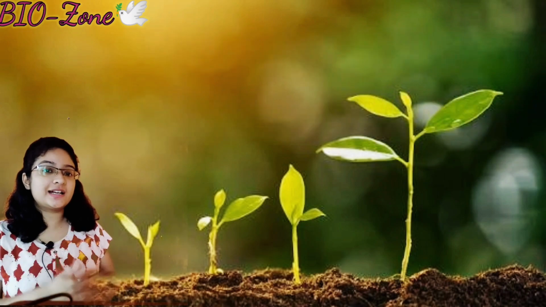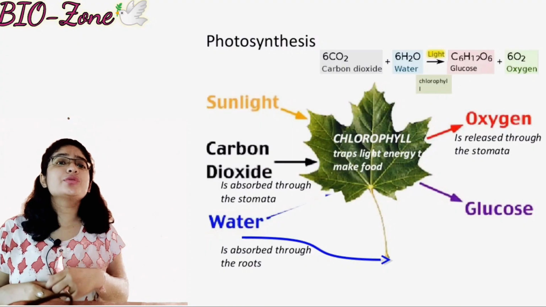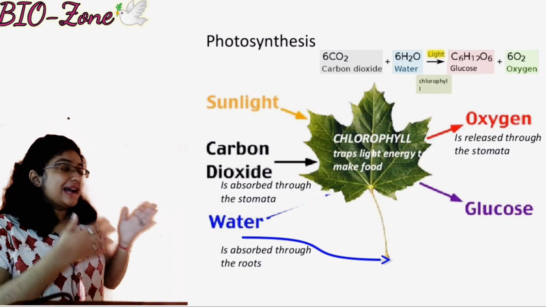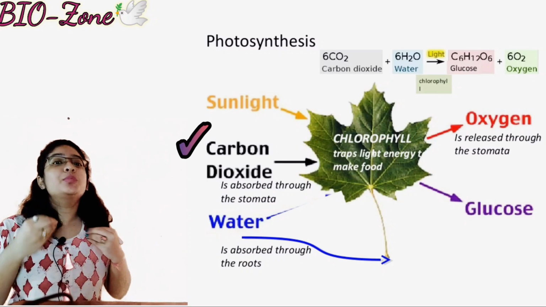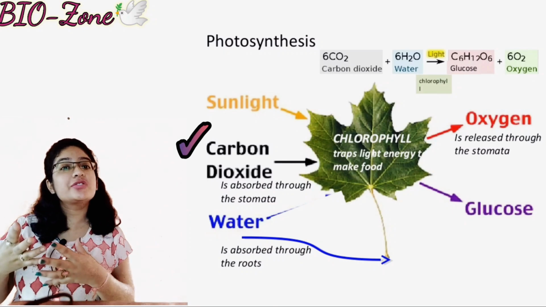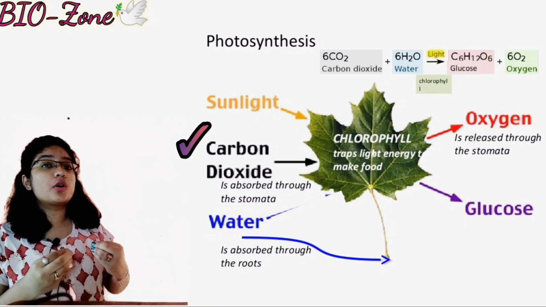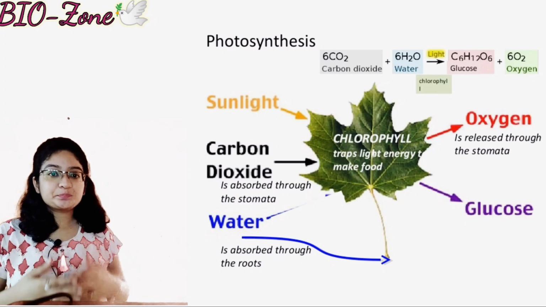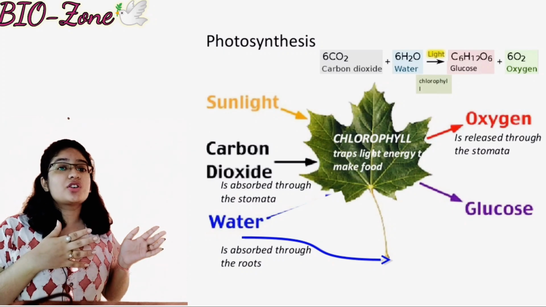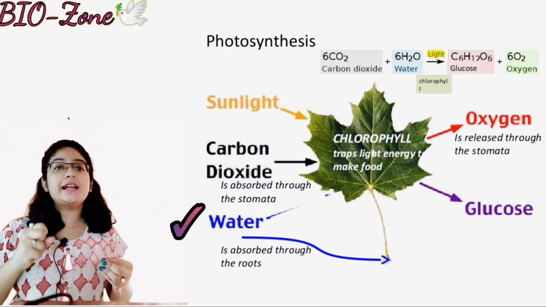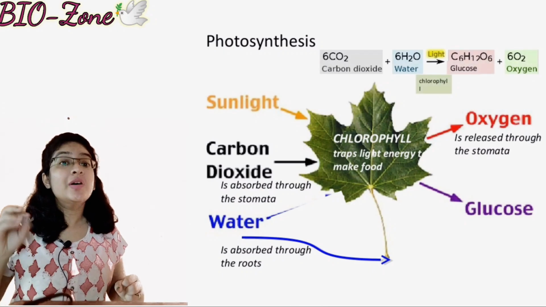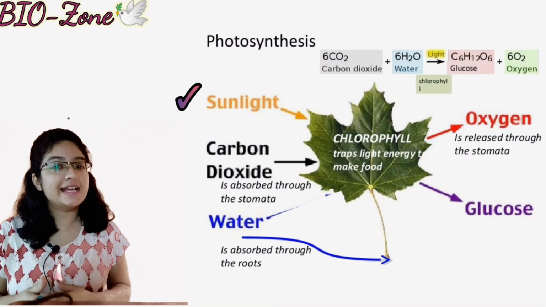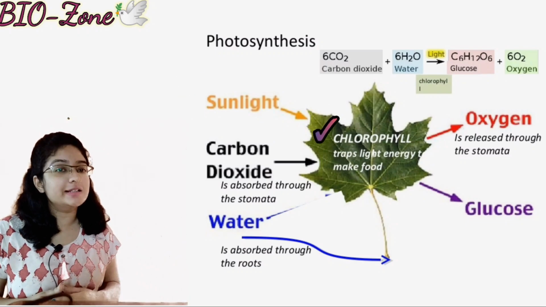So let's start. Before that, you have to know the main components of photosynthesis. They are carbon dioxide, which a plant collects from the atmosphere through special pores in the leaf called stomata. The next is water, which they collect from the soil through their roots. The third one is light, and the fourth one is pigments.